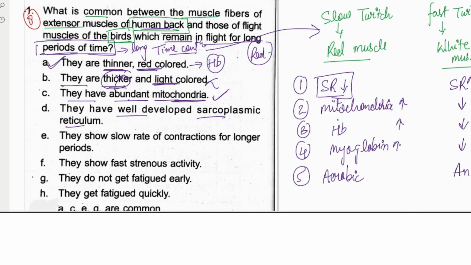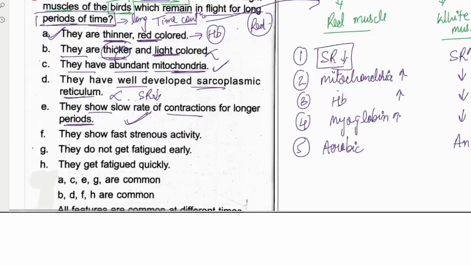They have well developed sarcoplasmic reticulum. No, sarcoplasmic reticulum is actually low. SR would be low in them, and they show a slow rate of contraction for a long period. That is absolutely correct. And they show fast tetanus activity. This is absolutely wrong. Fast, we have seen in the white muscle fiber, right, in the fast twitch muscles. So it is a property of the white.